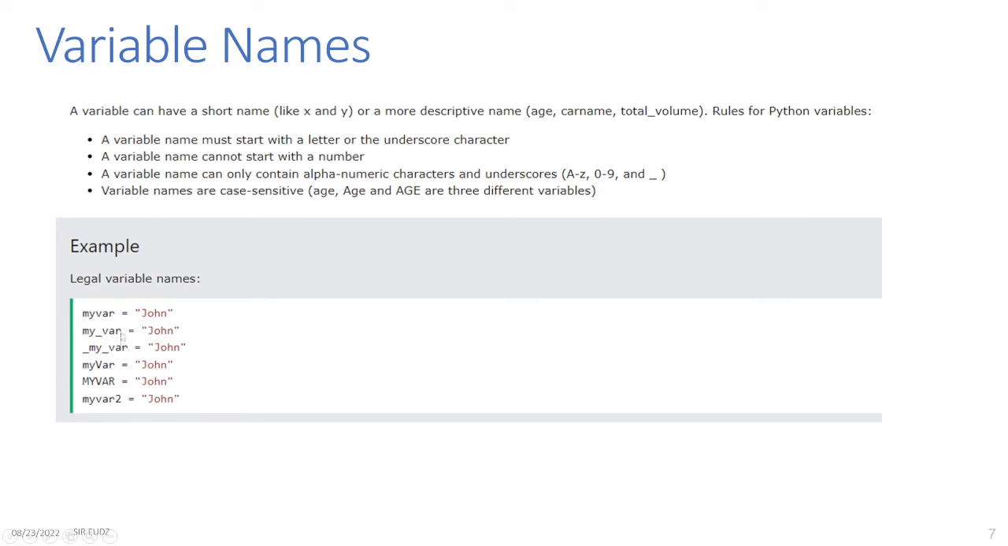So here are examples of legal variable names. my_var with an underscore. We have one that starts with an underscore, that's okay. This one with an uppercase V, that's okay. All in uppercase, that's okay. myvar2, we have a digit at the end, that's okay. So these are examples of legal variable names.